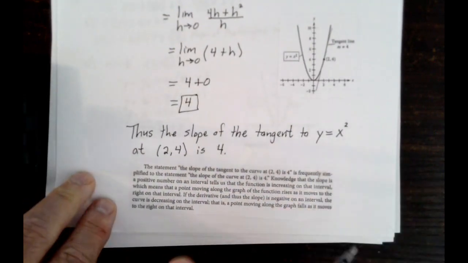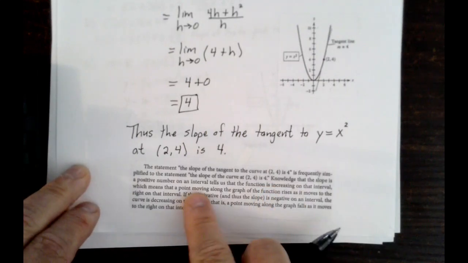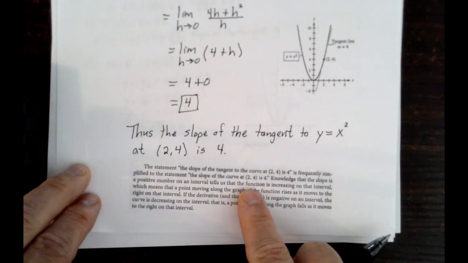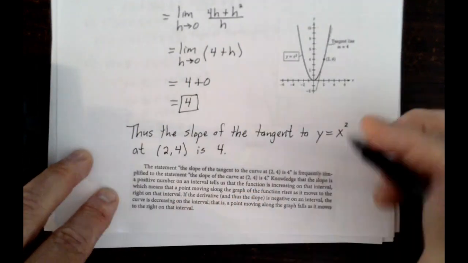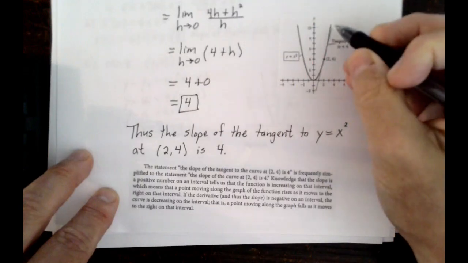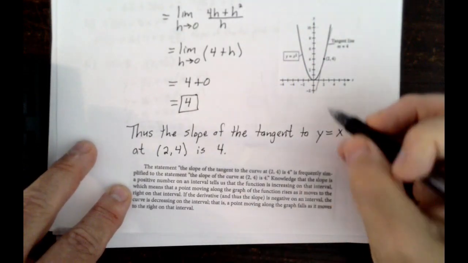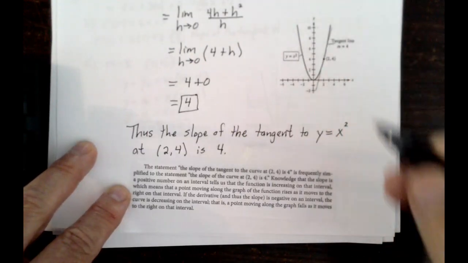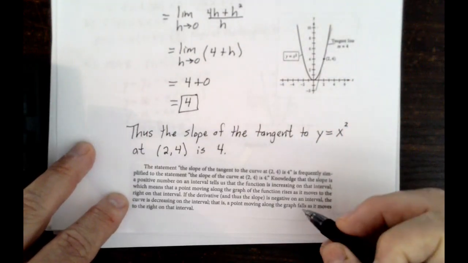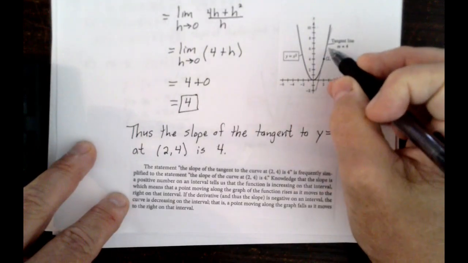The statement, the slope of the tangent to the curve at (2, 4) is 4, is frequently simplified to the statement, the slope of the curve at (2, 4) is 4. Knowledge that the slope is a positive number, notice it's positive because the slope is going up from left to right, tells us the function is increasing on that interval. So notice the function is increasing or rising, which means that the point moving along the graph of the function rises as it moves to the right on that interval.